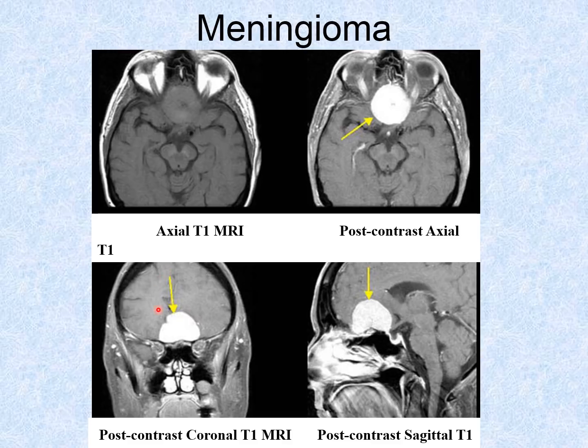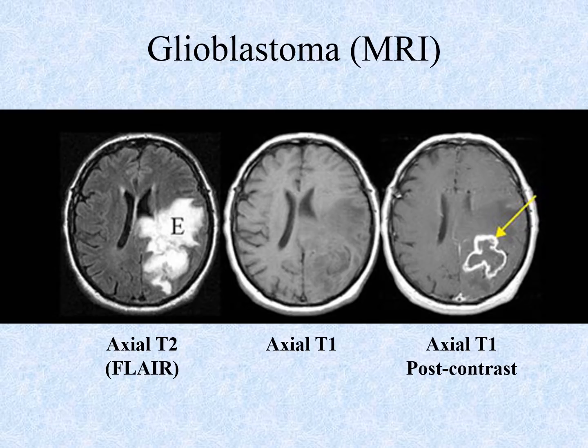This is in a coronal section. This is in a sagittal section. This is in the axial section. So you can see the same abnormality in all of those different structures, in all of those different orientations.